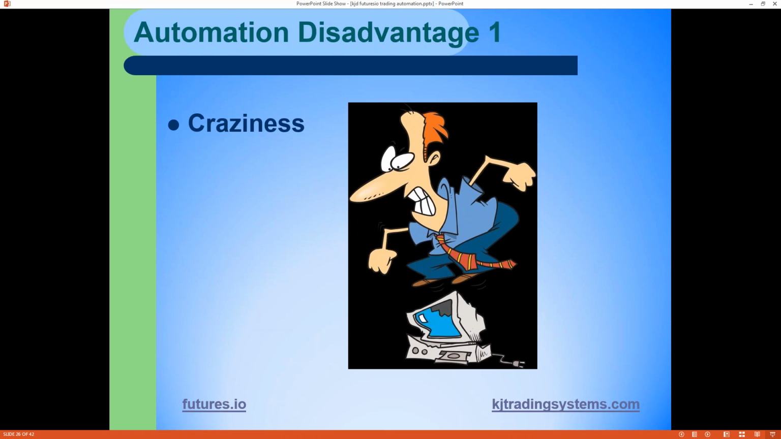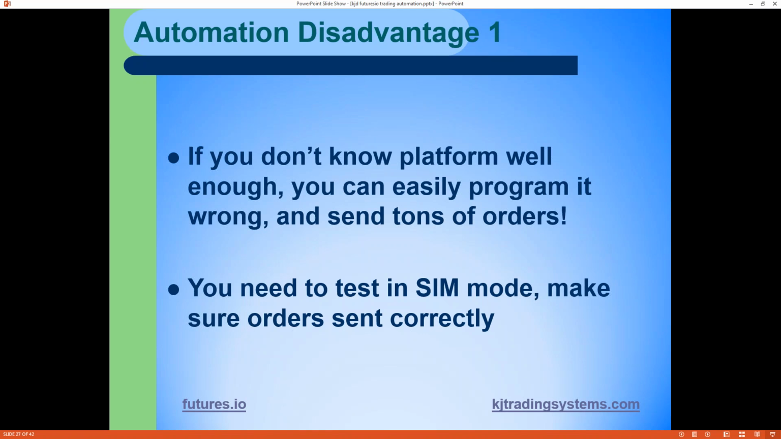The first one is what I call craziness. And there's a couple different aspects to that, but basically, if you just come into your trading platform and immediately try to automate something without really knowing what's going on, you can easily program things incorrectly. You can send tons of orders.